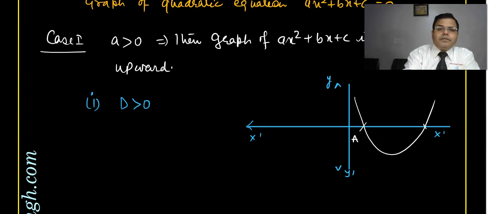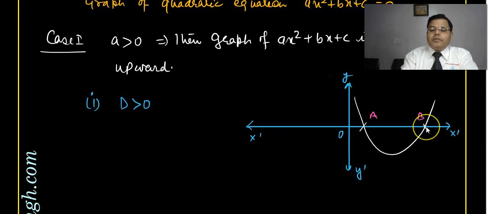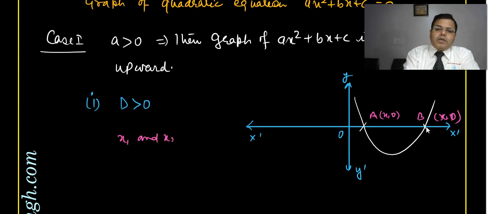Okay, draw this. This is y. The values where the graph intersects the x-axis are called the roots of the equation. Say it is x1, 0 and this point is x2, 0. Then x1 and x2 are called the roots of the equation, that is alpha and beta. So here x1 and x2 are two real roots of this, and the graph is vertically upward.